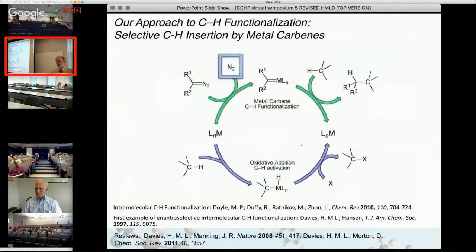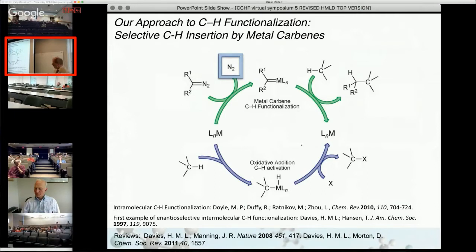So the way we approach this type of chemistry is by means of a carbene-induced CH functionalization. So the more conventional way of doing CH functionalization is shown on the bottom side in blue, where basically the metal, by some mechanism or other, inserts into the CH bond, and in that manner activates the CH bond for further functionalization.